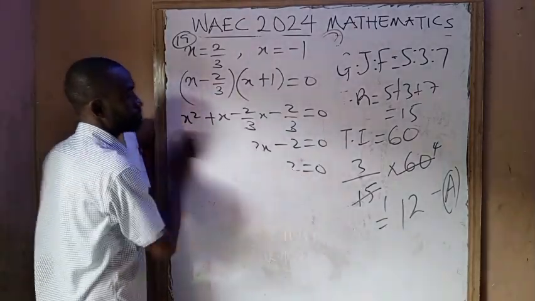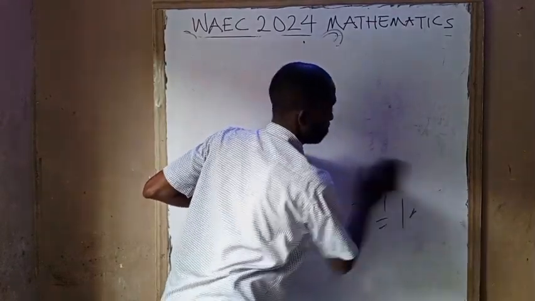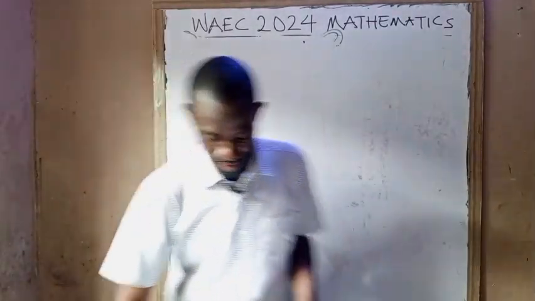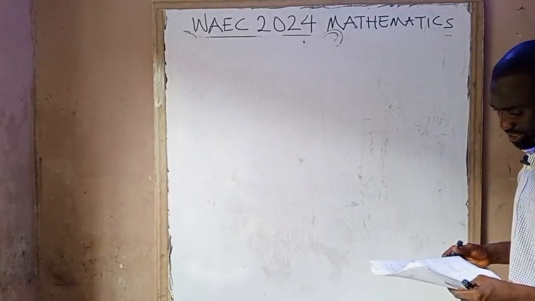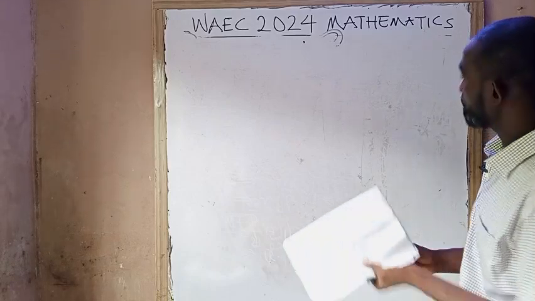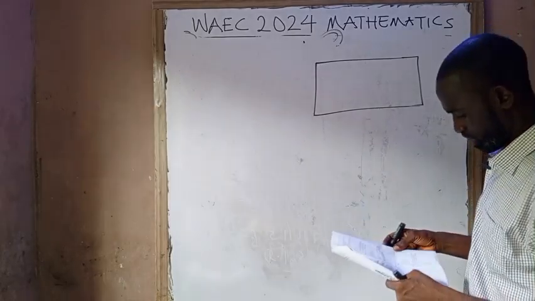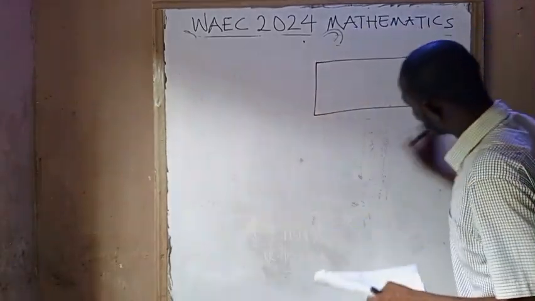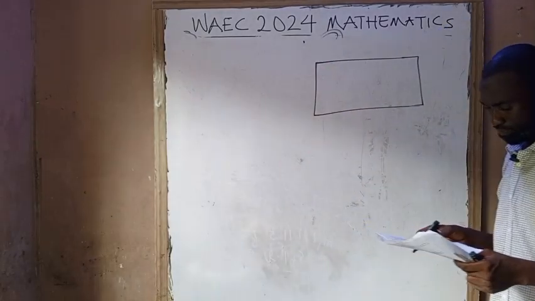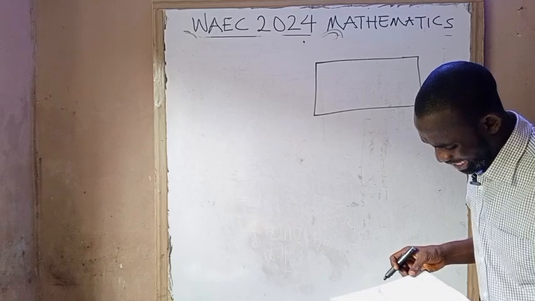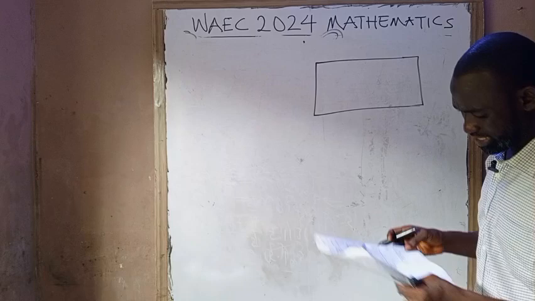Alright, number 20. A piece of rod of length 44 meters is cut to form a rectangle. The rectangle is like this. That's the length. Sorry, this is the perimeter. The length of the rod is 44, that is the perimeter.